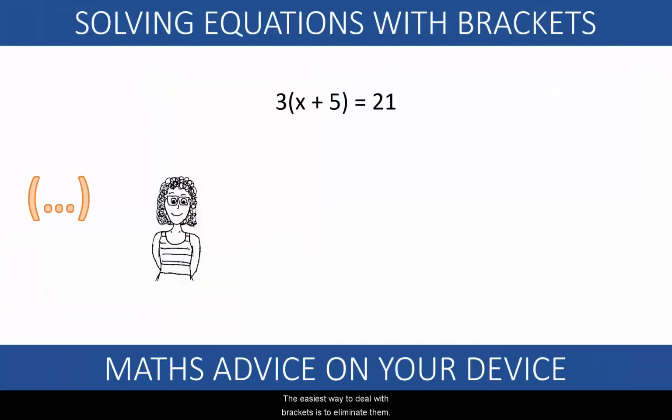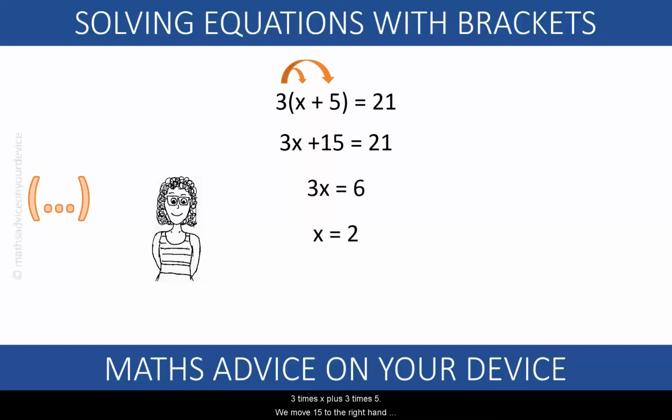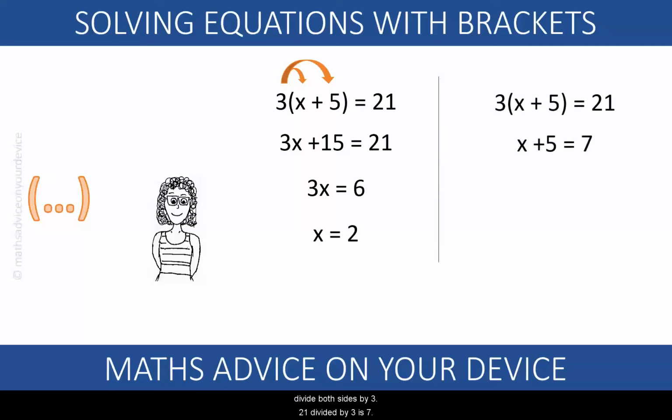The easiest way to deal with brackets is to eliminate them. We do so by expanding. To expand, we multiply 3 times x plus 3 times 5. We move 15 to the right hand side and are left with 3x equals 6. X must be 2. Alternatively, we could have chosen to divide both sides by 3. 21 divided by 3 is 7, and I know that x plus 5 is 7 when x equals 2.